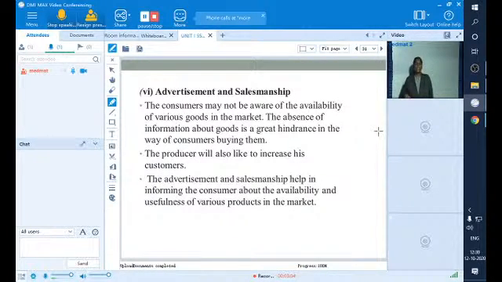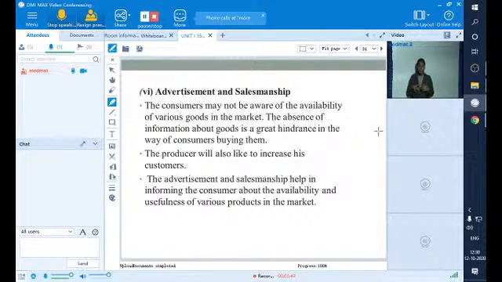The sixth one, advertisement and salesmanship. The consumer may not be aware of the availability of various goods in the market. So here the absence of information about the goods is a great hindrance in the way of consumers buying them. The consumer doesn't know what kind, what quantity and what quality of good he or she is going to get in the market. The good is there in the market, but the consumer cannot spot it there. So this is the bad marketing strategy that the company is following.